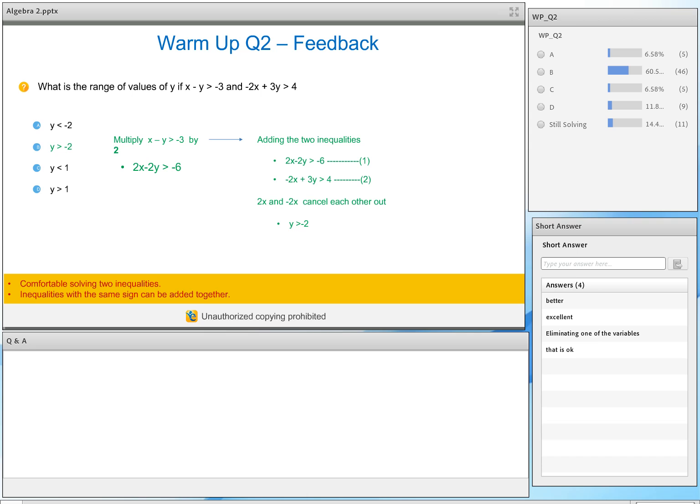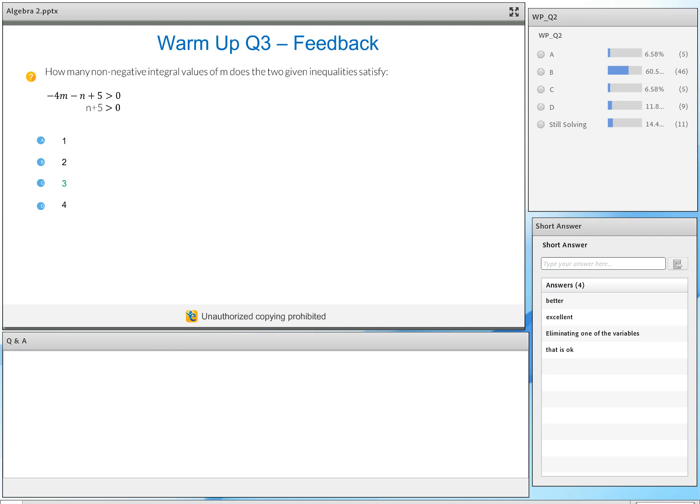Now, only about 60% of the class could solve this question correctly. The remaining about 14% could not solve it or selected the wrong answer. So my feedback to you is that you definitely need to understand how to solve linear inequalities, so definitely go through the concept files. Very, very important.